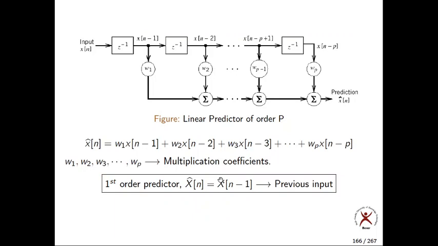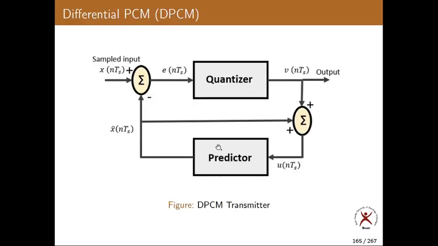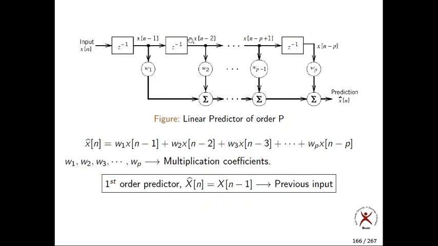Okay. Now this is called the predictor of order P, a linear predictor. What does it contain? Generally the job of the predictor is to predict the future sample from past samples. It's a prediction. By observing the past values, you should be able to predict the present or future values. Now this is a typical linear predictor of order P. The order depends upon the number of delay elements.